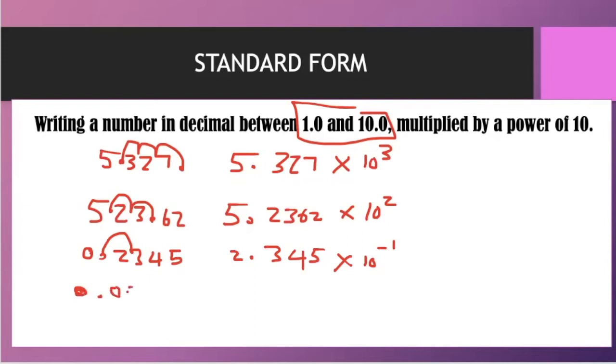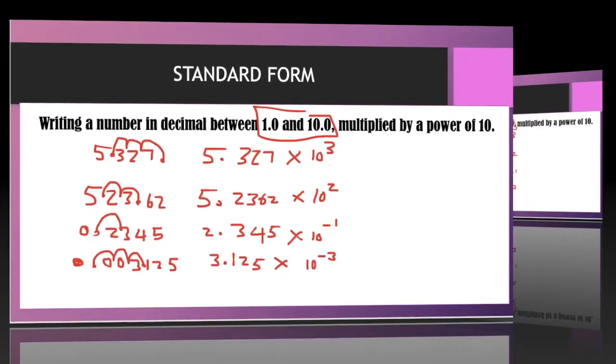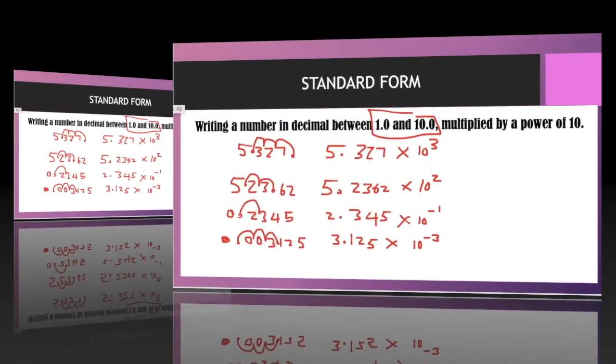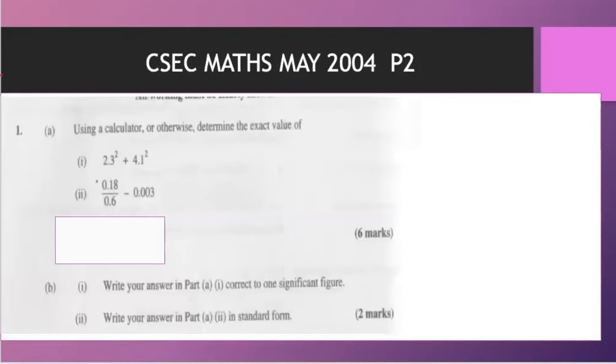So if I have this, for example, another decimal, 0.003125, I have to move the decimal place until it becomes a number between 1 and 10. So that's 3 places to my right, and I'm able to get 3.125 times 10 to the minus 3, since I moved 3 places. So to the left, I have to have positive, and to the right, it will be negative. Now let's look at an example.